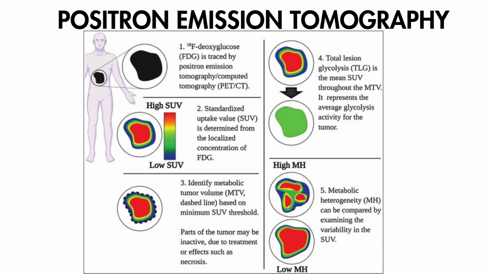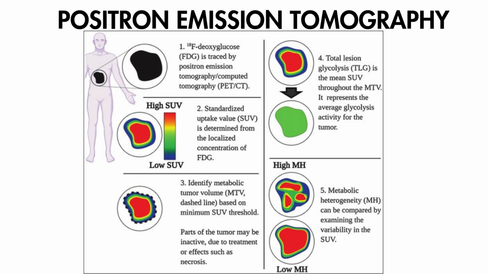To identify the metabolic tumor volume based on the minimum SUV threshold, parts of the tumor may be inactive due to treatment or effects such as necrosis. The metabolically active region will be in red and the inactive region will be in blue. So a tumor region is obviously going to be red. The total lesion glycolysis is the mean SUV throughout the MTV. It represents the average glycolysis activity of the tumor.